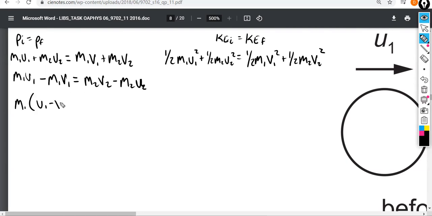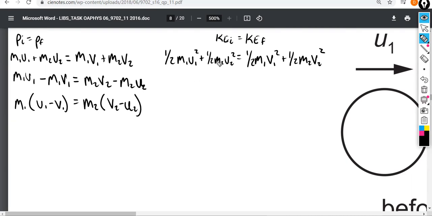Factor out M1, U1 minus V1. Over here, factor out M2, we have V2 minus U2. And that's about as far as we can take that. That's basically all we can do with that. We could get our like terms, our M1s together, and our M2s together, we could factor it out, and there we go. There's a nice little equation.